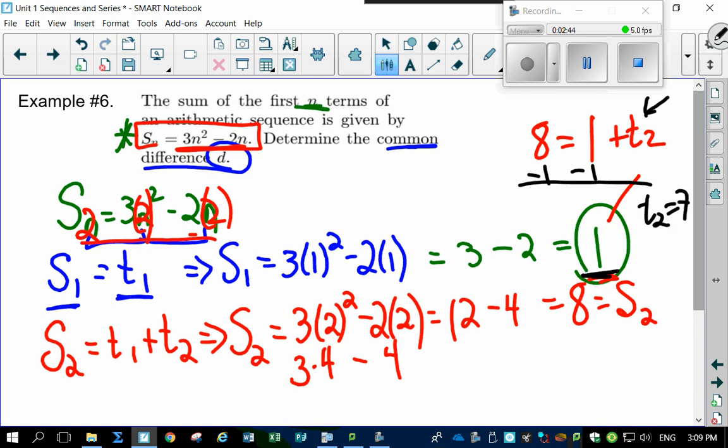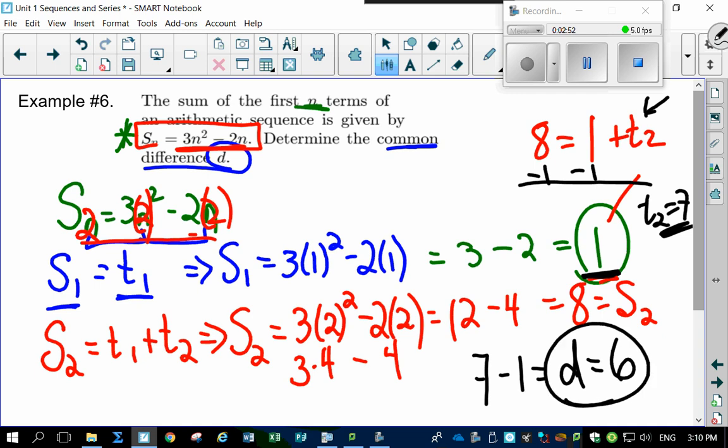I've got term 1 to be 1, I've got term 2 to be 7, and I know 7 minus 1 is my common difference of 6. What a neat question, but boy, you've got to understand everything there is to know about sequences and series.